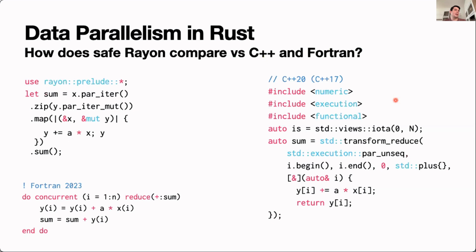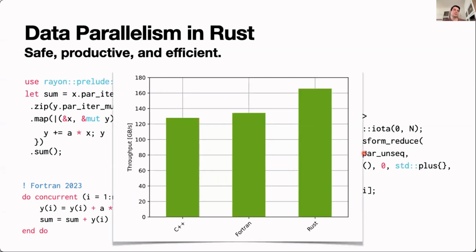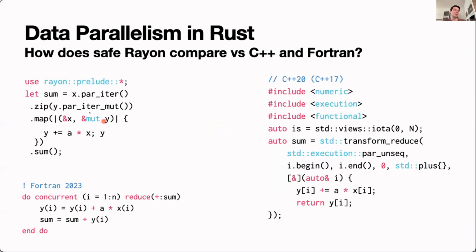So how does safe Rayon compare with other programming languages like C++ and Fortran? As mentioned before, C++ and Fortran have parallelism in the language. C++17 added a parallel version of their algorithms, like there is a transform reduce algorithm that performs the same thing that Rust did. It works in a similar way. We have a map operation that modifies y and returns the value. And for the reduction, we use plus. It's similar to the default iterator algorithm in Rust.